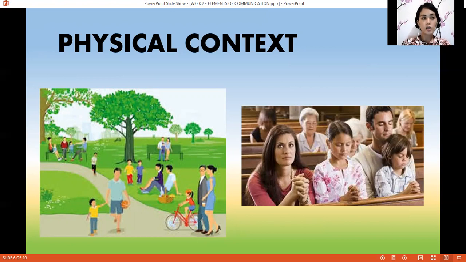Physical context does not only include the place, but also the time. Say it is noontime, it is okay to shout and call your neighbor, "Hoy ate, meron po ba kayong ganyan?" Okay, so that is okay.